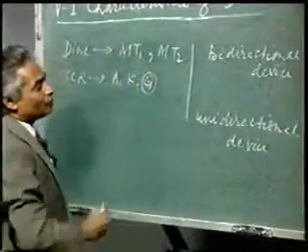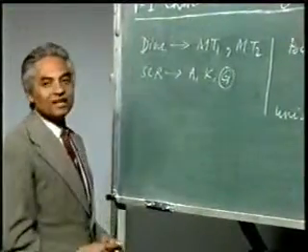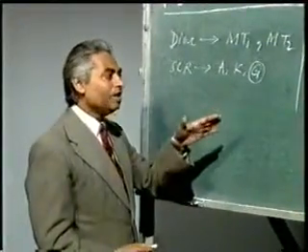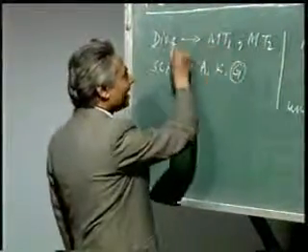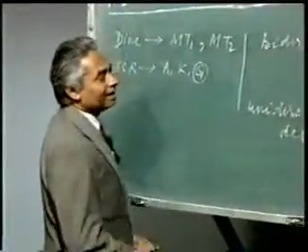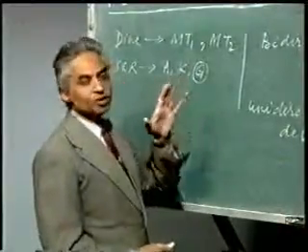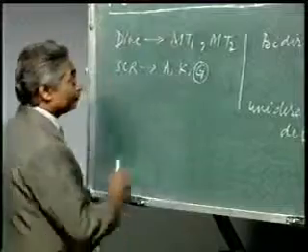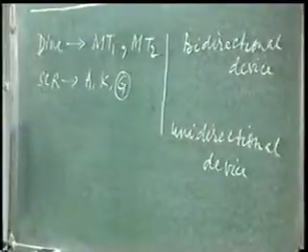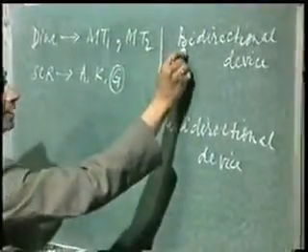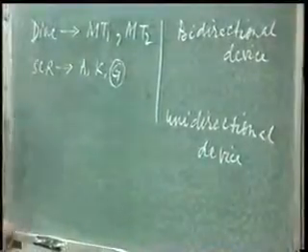Now let us understand what is the difference between SCR and DIAC. SCR, as I said, is a unidirectional device and it will conduct only when forward biased. It will not conduct when reverse biased. Whereas a DIAC, since it is a bidirectional device, will conduct in both the directions, whether forward biased or reverse biased. From the constructional point of view, there are only two terminals here and three terminals here, and from the performance point of view, this is bidirectional and this is unidirectional. So this is the main difference between DIAC and SCR.